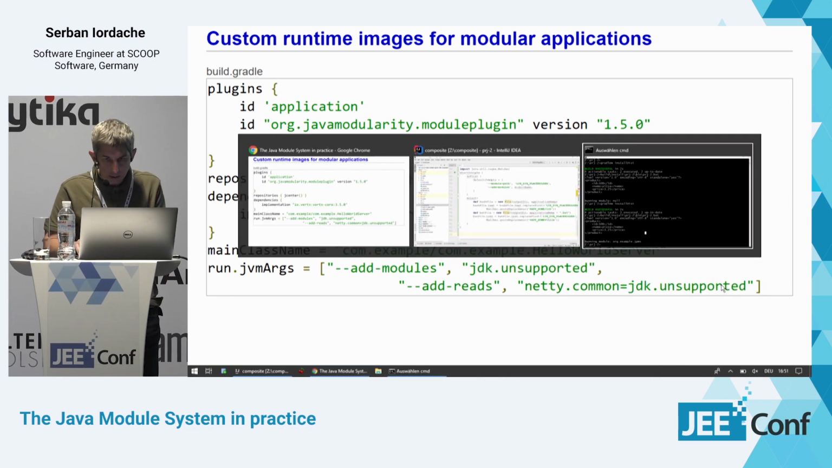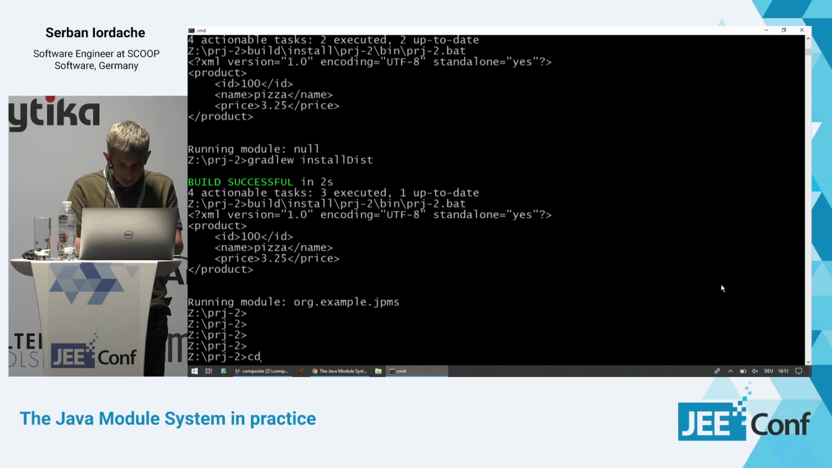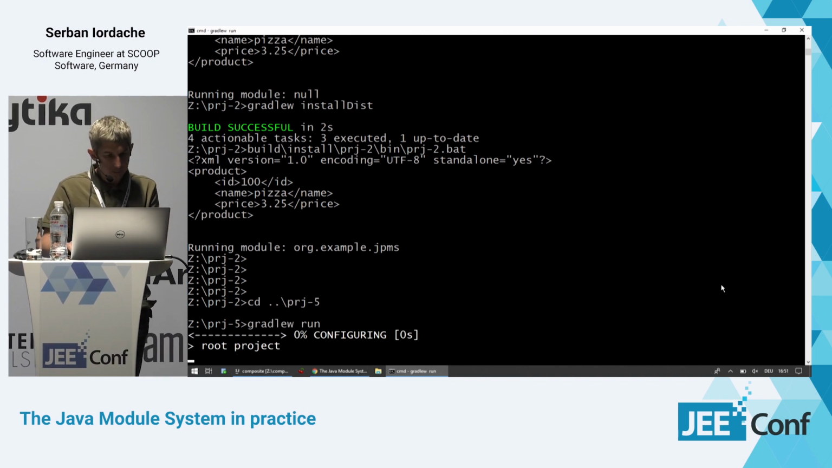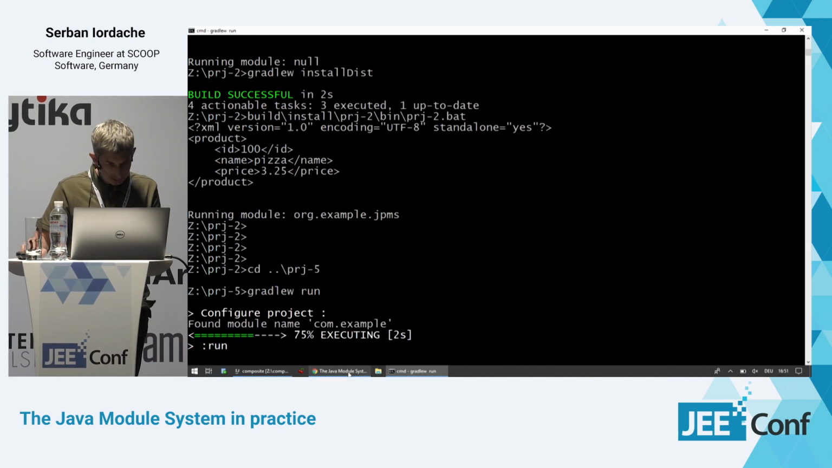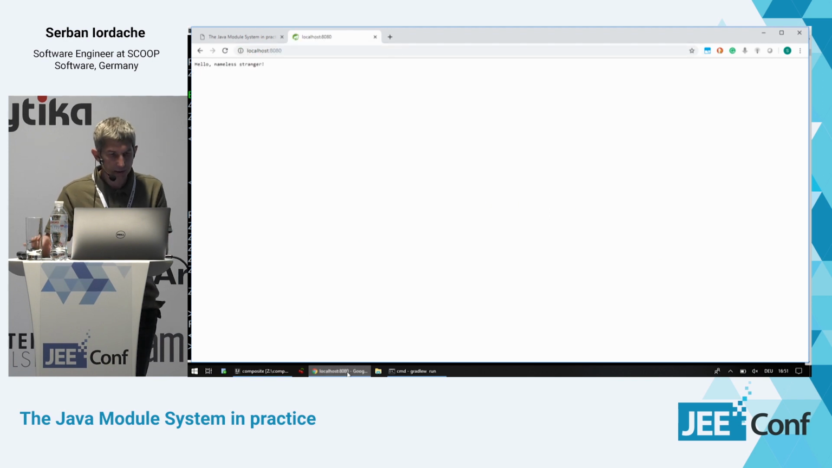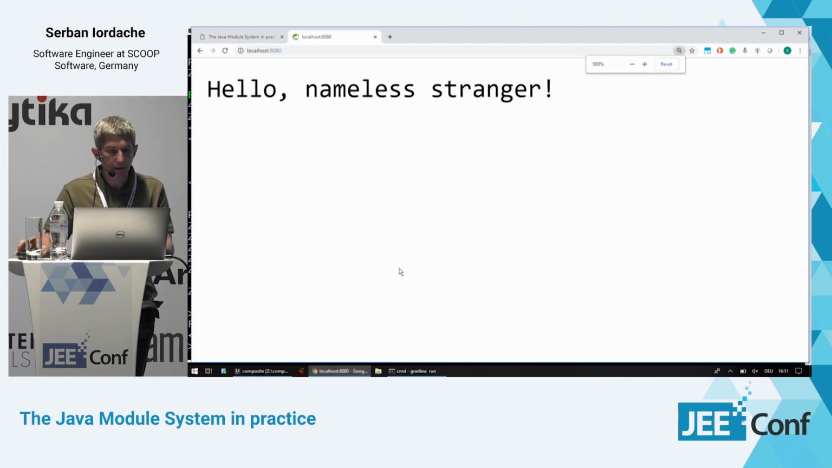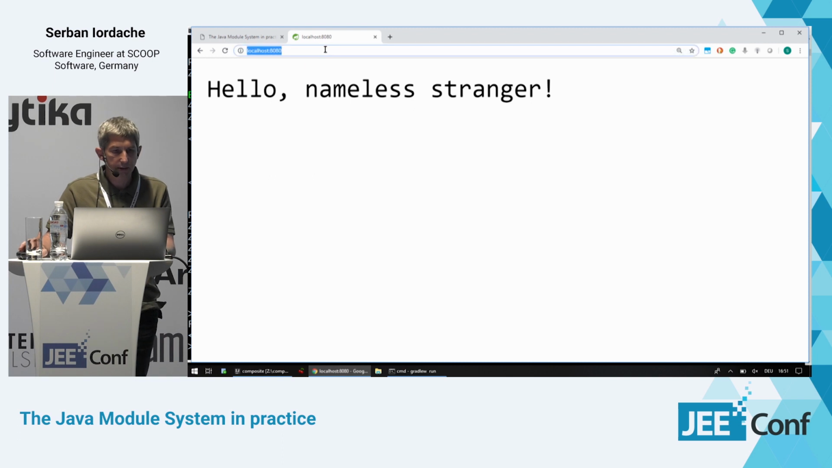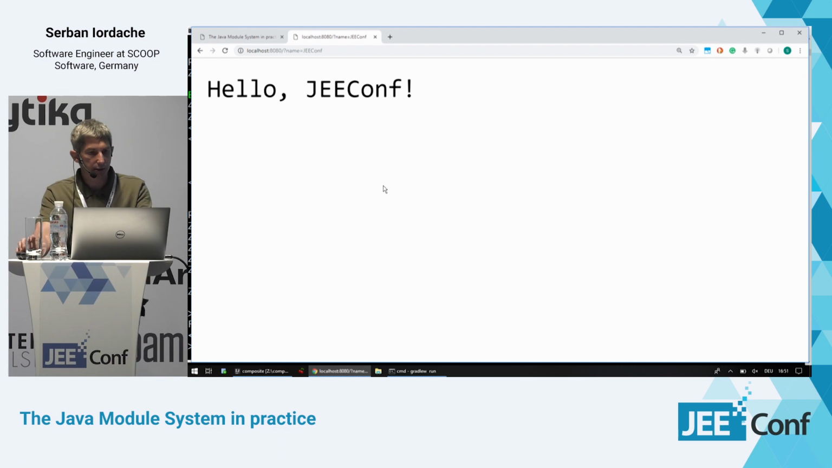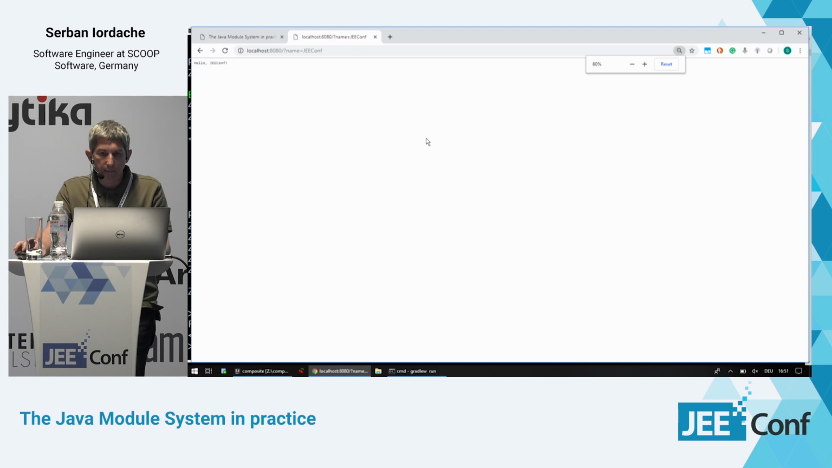Let's try to execute this application. So I'll say gradle run again. And now if I open localhost:8080, I see here hello nameless stranger, and if I also provide a parameter, it says, for example, hello jeeconf. Okay.